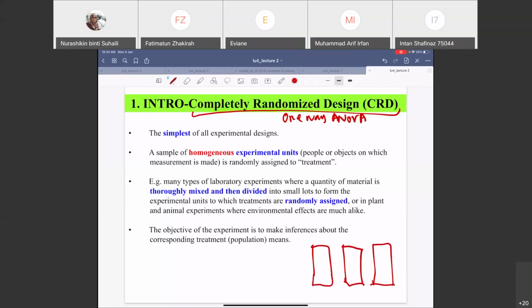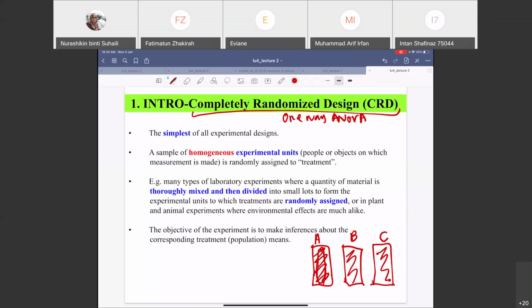So when you have one-way ANOVA, this is without blocks. Meaning to say that the samples here are homogeneous. Let's say sample A, sample B, sample C. So the whole thing here is what we call completely randomized. Each of these is what we call completely randomized. Why? Because you don't have blocks, right?